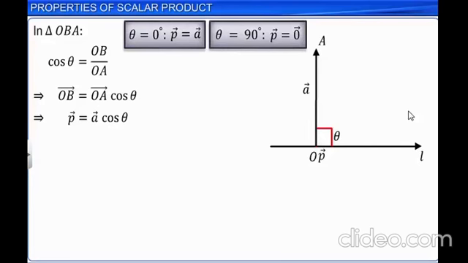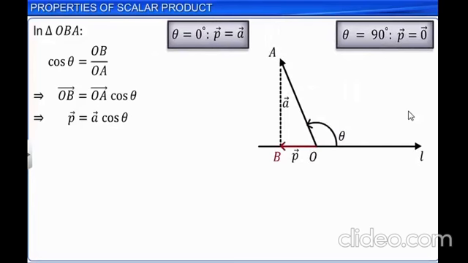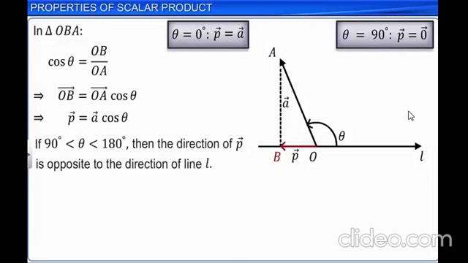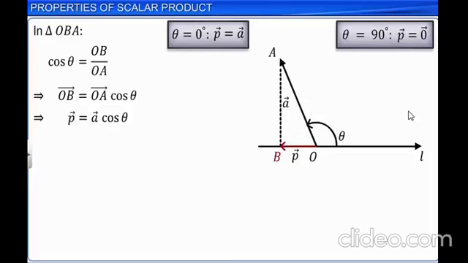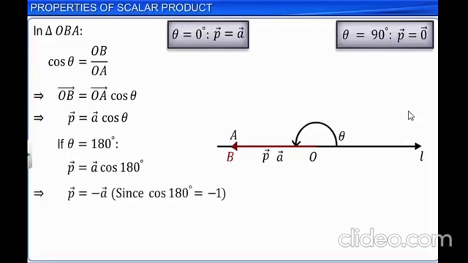When theta lies between 90 degrees and 180 degrees, cos theta is negative, and hence the direction of projection vector P is opposite to the direction of line L. If theta is equal to 180 degrees, then vector A lies along line L. In this case, its projection vector P is equal to negative vector A, and its direction is opposite to that of line L.